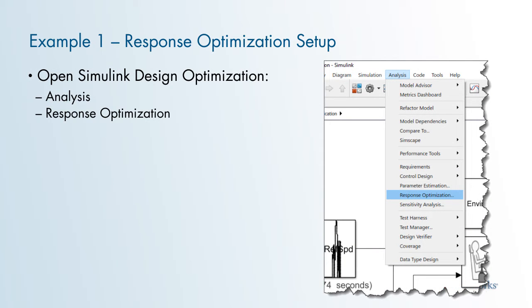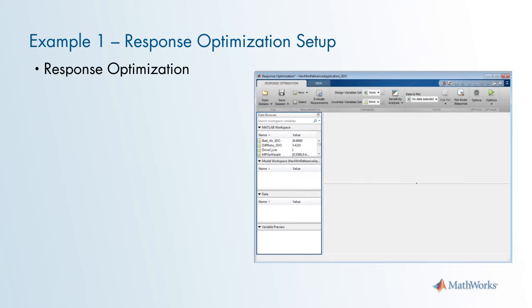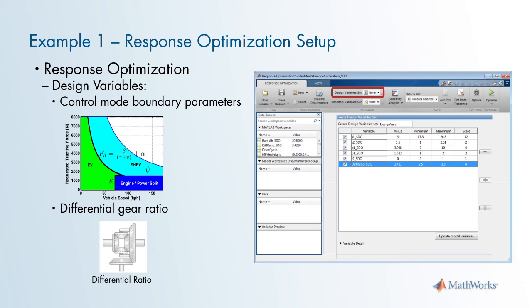To open Simulink Design Optimization, go to the Analysis menu and select Response Optimization. A response optimization user interface will open. The first step is to add the design variables, which are the variables which Simulink Design Optimization will vary during the optimization process. This is where you specify the 5 control parameters and the 1 component parameter.